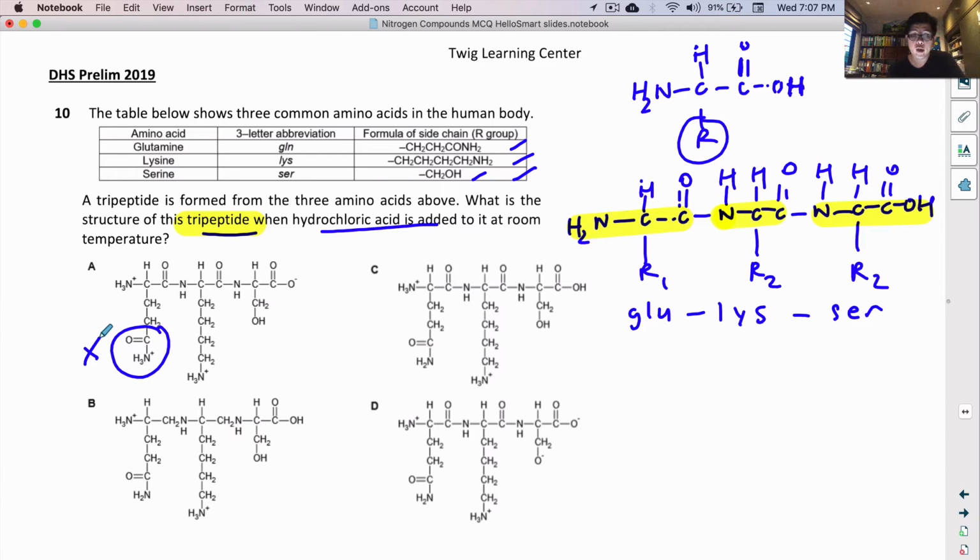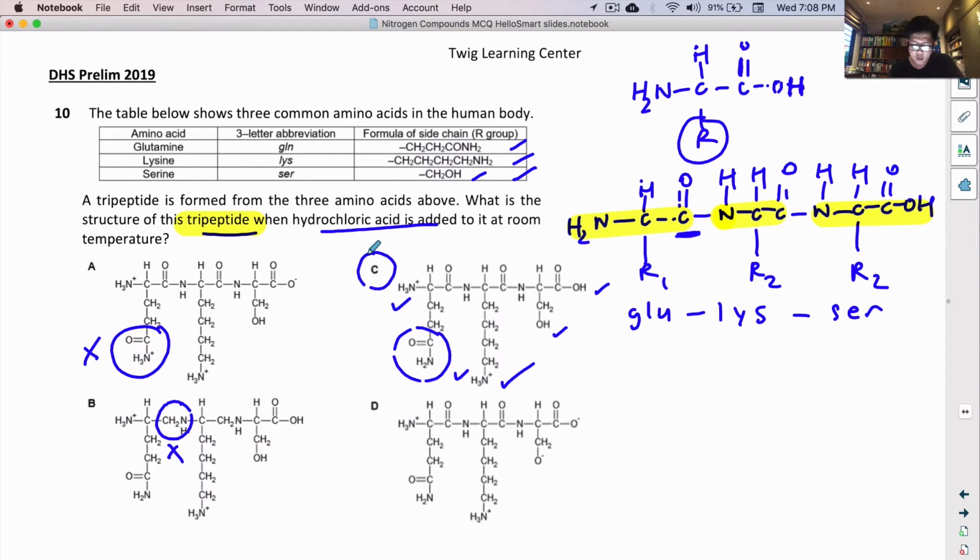Let's look at B. If you look at B, I'm just wondering why it looks like this over here. It's supposed to be C double bond O, right? So this is definitely wrong already. Let's look at C. C is correct. It says acidic medium, NH3+. Amide doesn't get protonated, which is correct. Carboxylic acid remains, alcohol also remains. So I think the answer should be C.